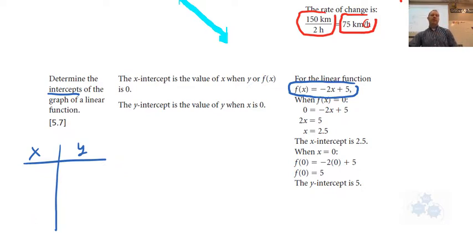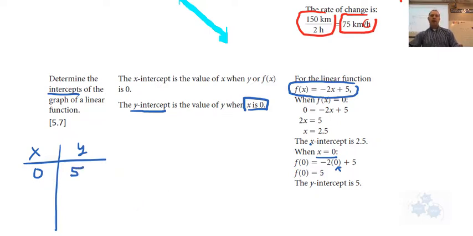find the intercepts only, which means that if you want to find the y-intercept, you let x equal 0 and solve for y. So that's down here. When x is 0, you plug 0 in, and you get 5. So we have 0, 5 as the y-intercept.